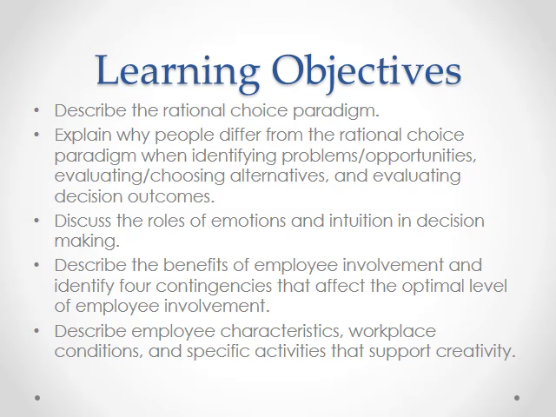The learning objectives for this chapter are to describe the rational choice paradigm, explain why people differ from the rational choice paradigm when identifying problems, opportunities, or evaluating and choosing alternatives, and evaluating decision outcomes. To discuss roles of emotions and intuition in decision making, to describe the benefits of employee involvement, and identify four contingencies that affect the optimal level of employee involvement, and describe employee characteristics, workplace conditions, and specific activities that support creativity. We make decisions every day, from what to eat or what to wear.